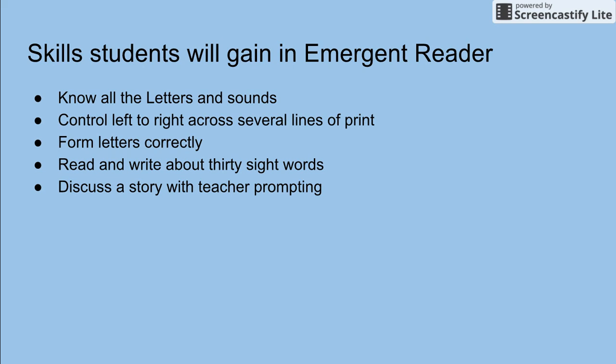Skills that these students are going to learn is they're going to know all the letters and sounds. So when they take that letter assessment, they're going to get every single one of those right, and the sound. They're going to control left to right across several lines of print, so they're going to be able to follow along with their marker, and they're going to keep going on and on. They'll be able to form the letters correctly, like I talked about with the B and the D. They're going to figure out how to get those right. They're going to read and write about 30 sight words, and we're going to talk about sight words in a little bit. And they're going to be able to discuss the story with teacher prompting. An example would be the teacher giving them hints about what happened in the story, like how something happened in the story.